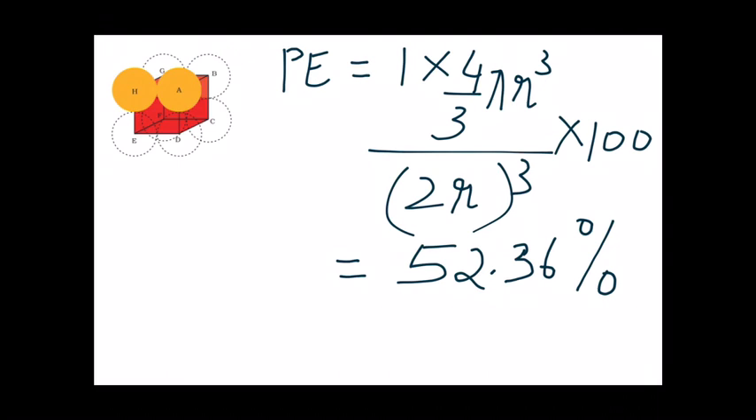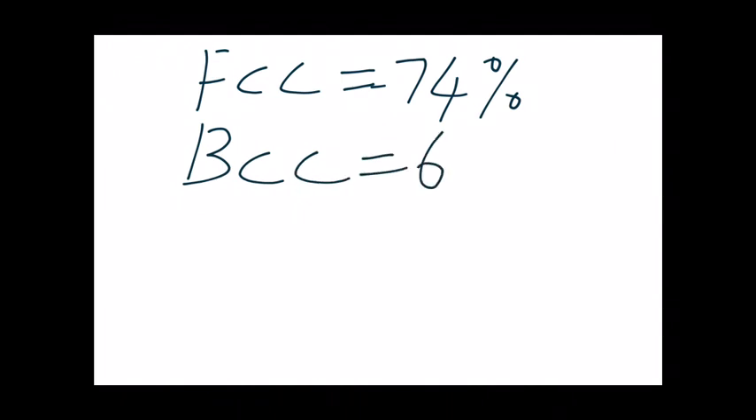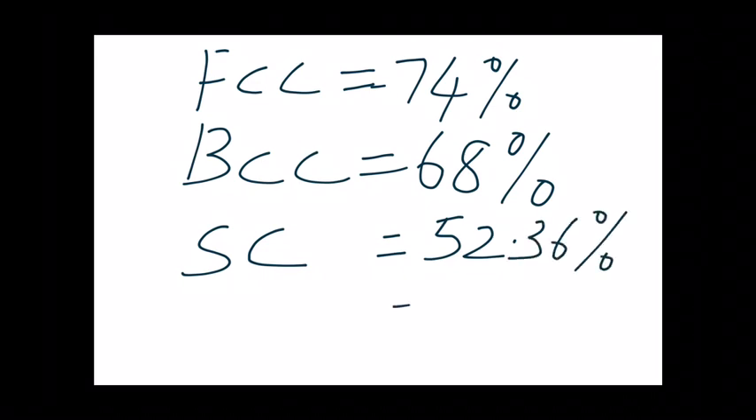So now we have calculated the packing efficiency of FCC, body centered, and the simple cubic unit cell. So FCC 74%, BCC 68%, and simple cube 52.36%. So these are the packing efficiencies respectively.